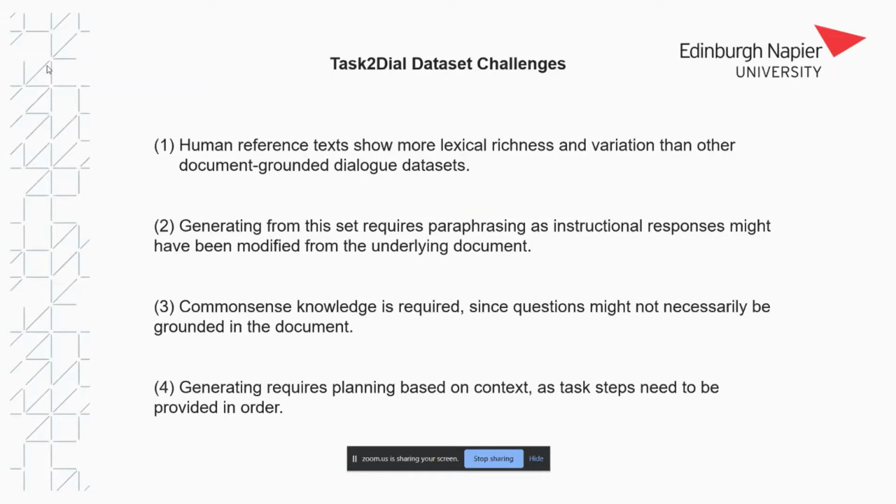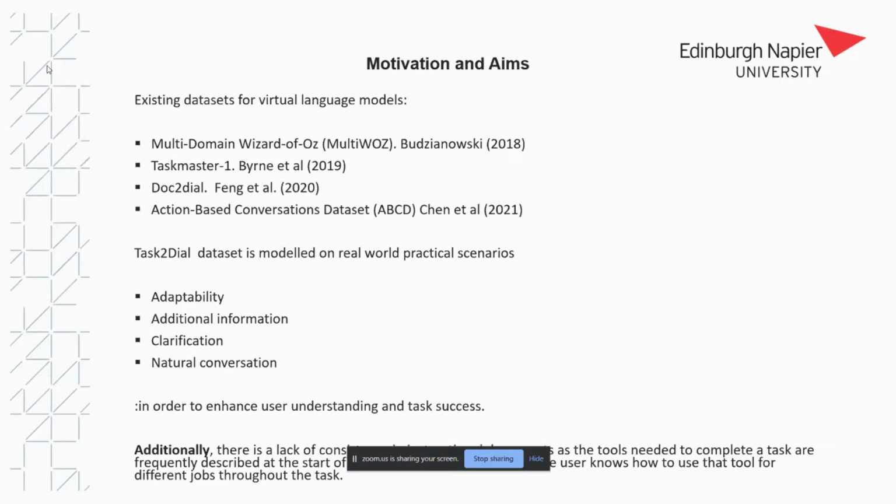Common sense knowledge is required since questions might not necessarily be grounded in the document. So we have to think of new ways of structuring our data set, creating additional data sets from our original data set as well. And generating requires planning based on context. So we need to be able to follow the sequence of a recipe, go out of that sequence to answer questions, and then go back to the correct stage within that given sequence.